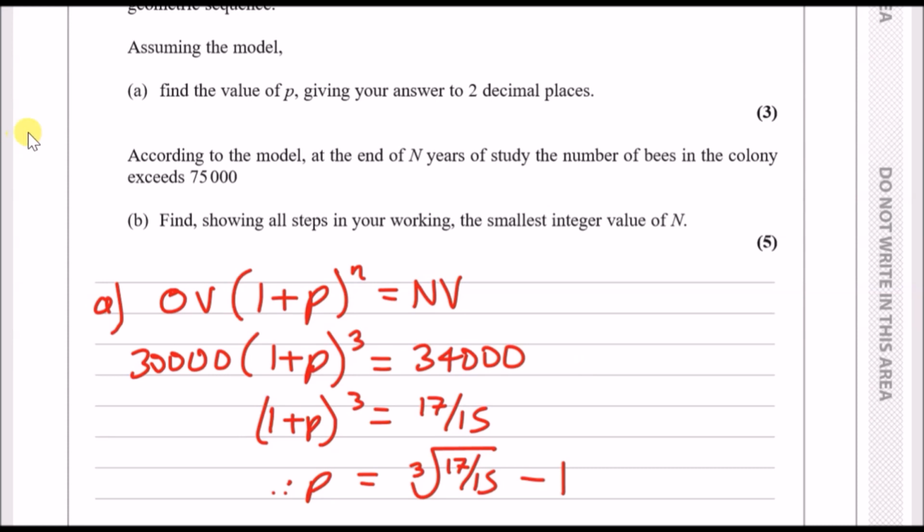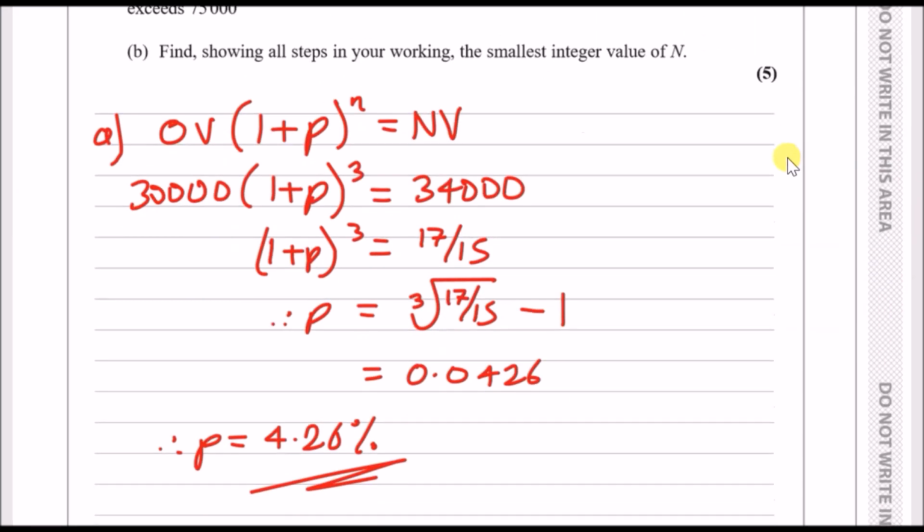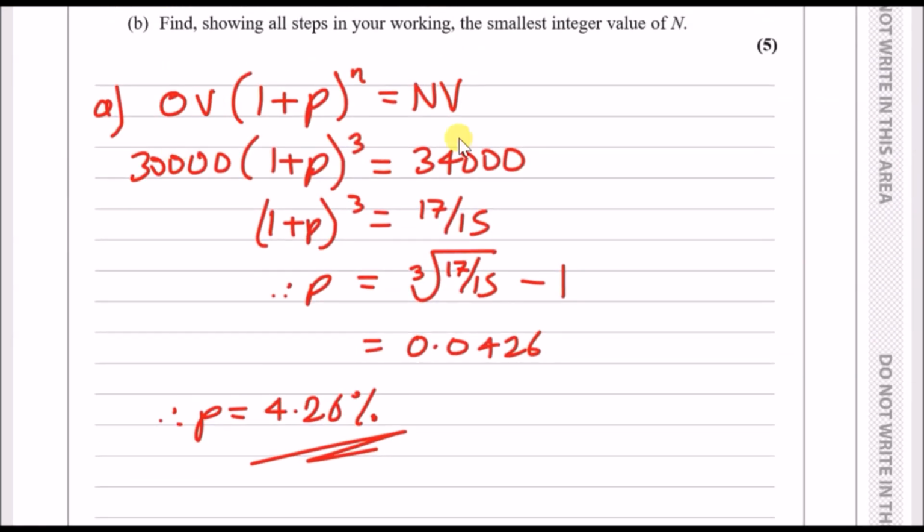As for the next part, it says according to the model, at the end of n years, so now instead of 3 years, we've got capital N years, the number of bees in the colony exceeds 75,000. Okay, find, showing all steps in your working, the smallest integer value of n. Okay, no problem. So an easy way to do this is literally use the same approach.